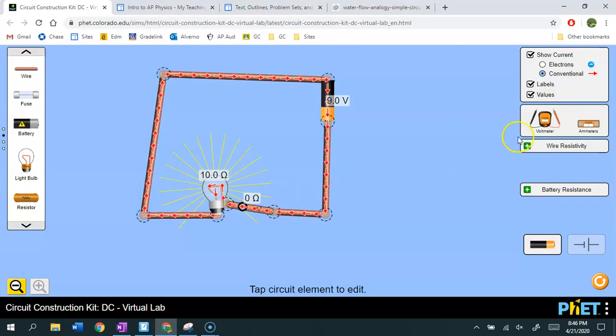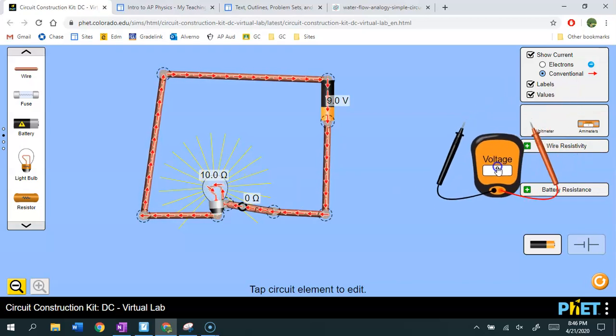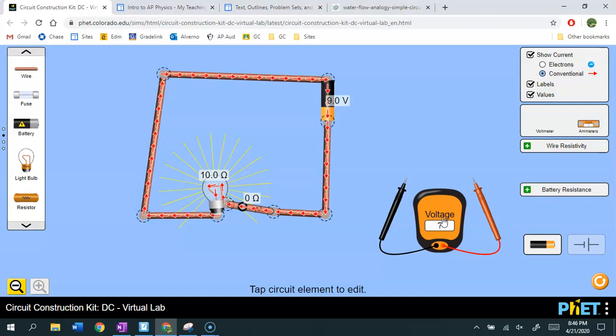let's take a look at the voltage by using what we call a voltmeter, okay? A voltmeter measures voltage and an ammeter measures current.